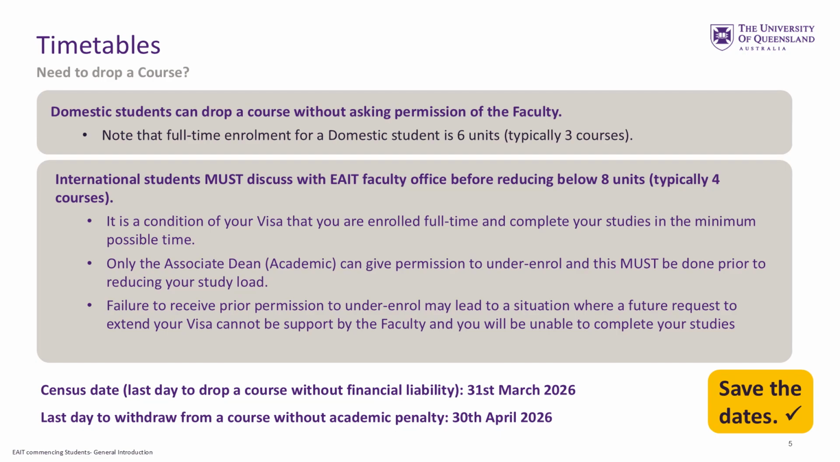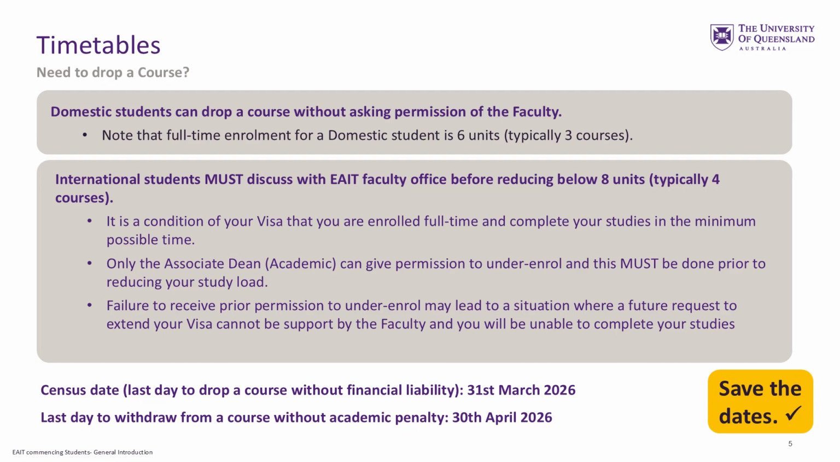Only the Associate Dean Academic can give permission to under-enrol, and this must be done prior to reducing your study load. Failure to receive prior permission to under-enrol may lead to a situation where a future request to extend your visa cannot be supported by the faculty and you will be unable to complete your studies.